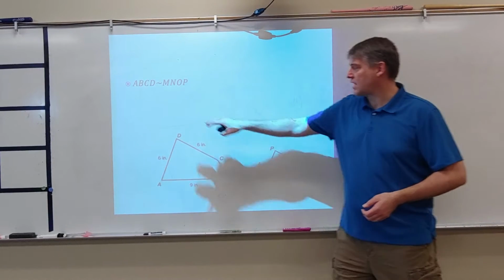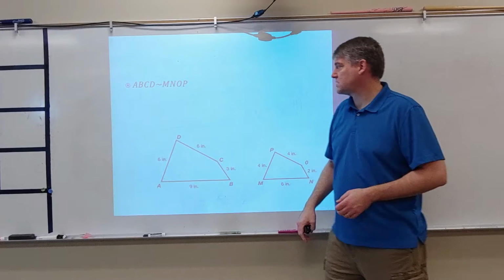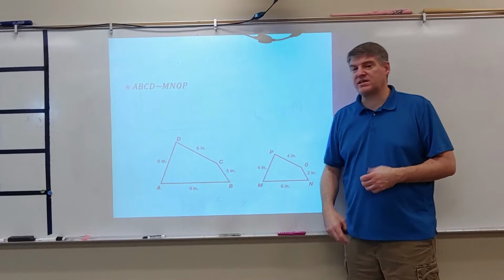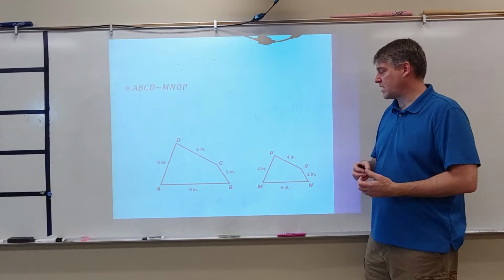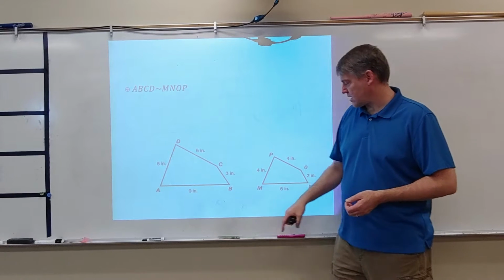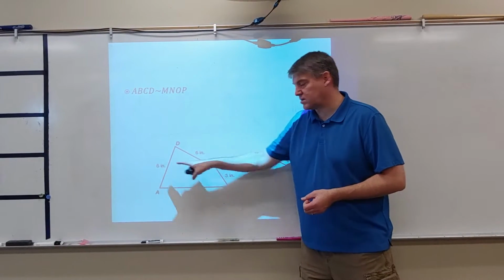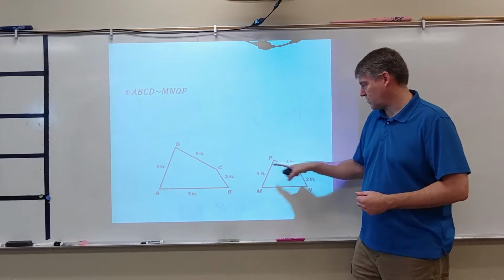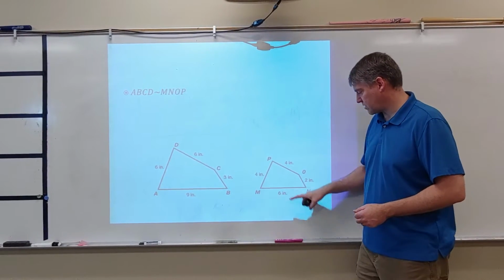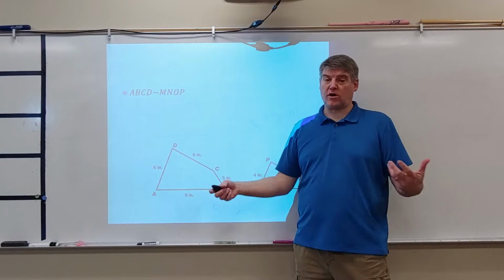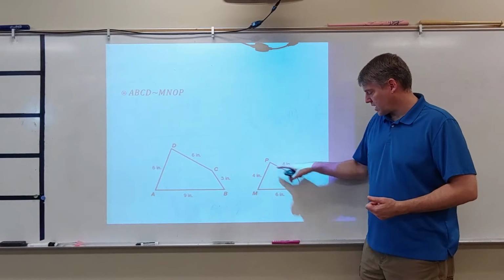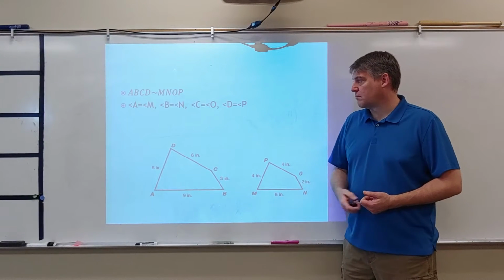So here, this is the symbol for similar. So ABCD is similar to MNOP. And you notice here that if I look at this, I have 4 to 6, that's 2/3. 2 to 3 is 2/3. 6 to 9, 2/3. So all my sides are in the same proportion, and then all the angles match up.